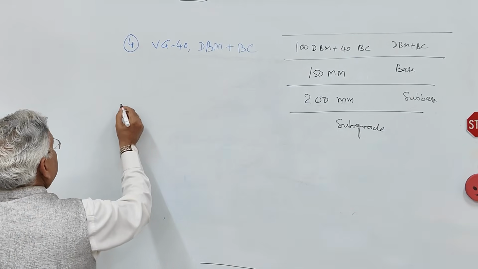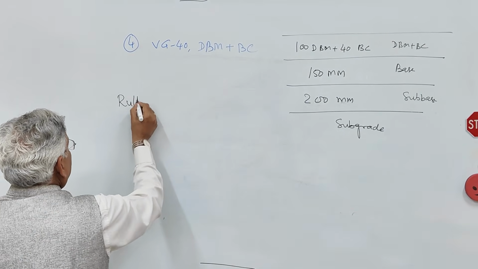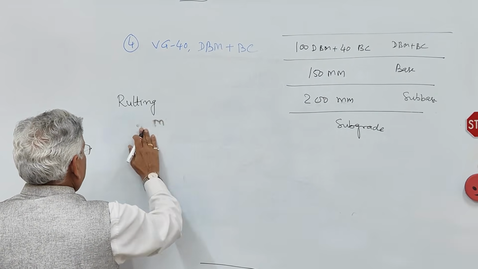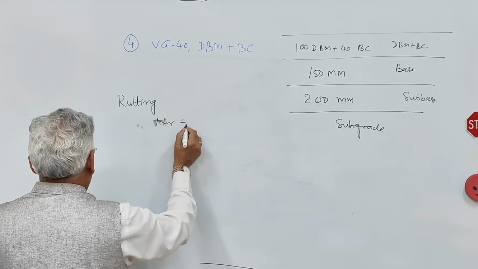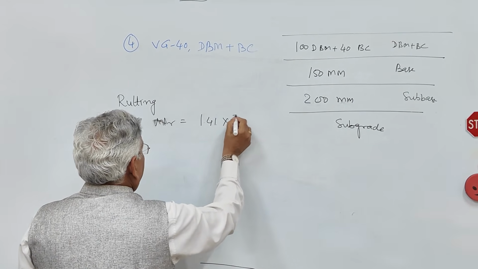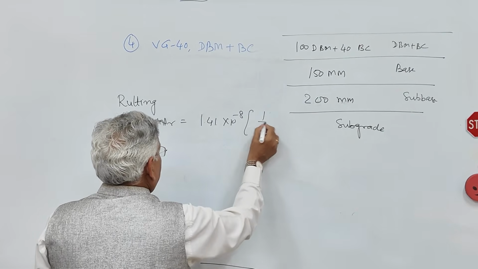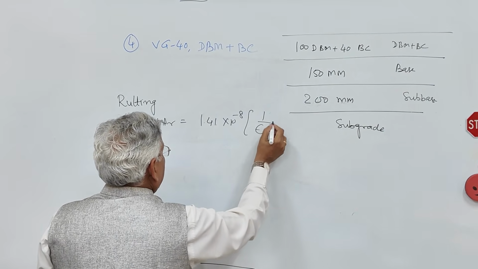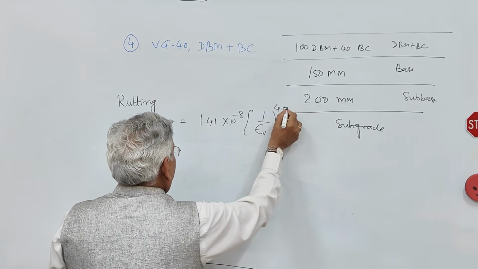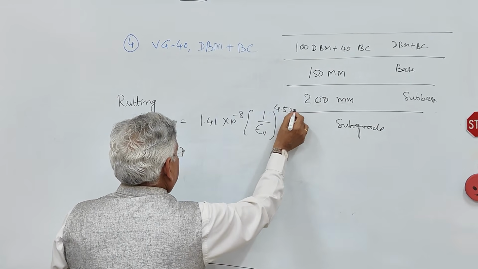The rutting equation as given in the code is NR equal to 1.41 into 10 to the power minus 8 into 1 upon epsilon V power 4.5337.